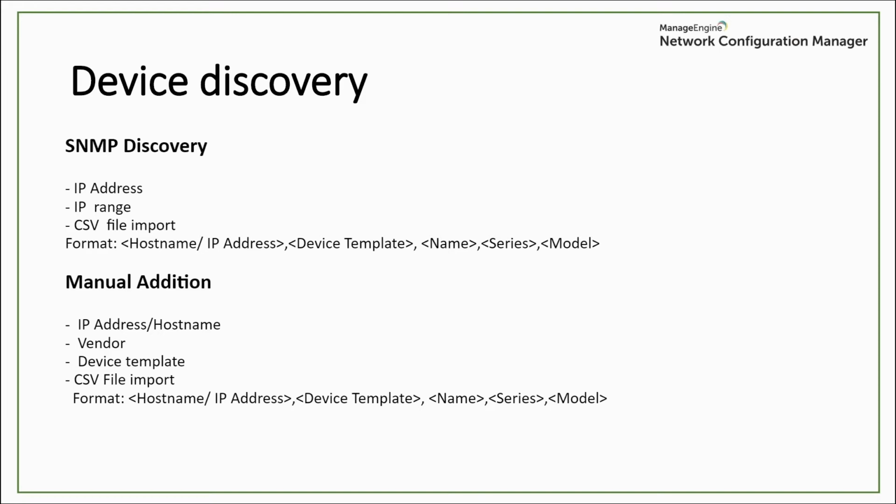Then for manual addition, you have to provide an IP address, host name, vendor, and device template name. Also, you can import a CSV file, which is separated by commas, with the host name, device template name, series, and model. Let me show this to you in the UI.